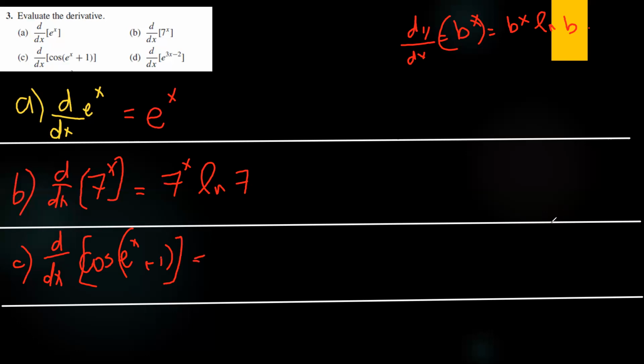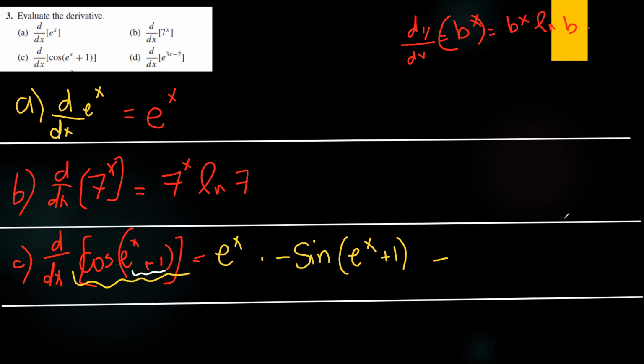Now here, you have to go to the chain rule. In chain rule, we have cosine of e to the power x plus 1. On chain rule, we find the derivative of the inside, then times the derivative of the outside. Where is the inside? This one. What is the derivative of e to the power x? It is e to the power x. So you find the derivative of something that's inside times the derivative of the outside. What's the derivative of cosine? It's negative sine of e to the power x plus 1. So the answer here is negative e to the power x sine of e to the power x plus 1.